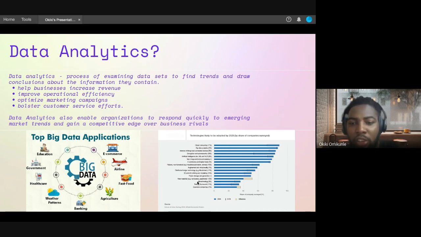I also included a chart by the World Economic Forum. For those that will be getting this slide, I included a link on it so you can go and read that. We can see that data analytics is the second option here that is expected to be adopted by organizations by 2025. So we can see that data analytics is basically the future.